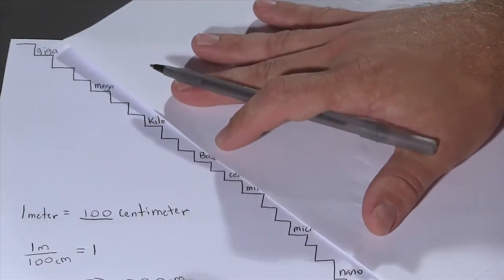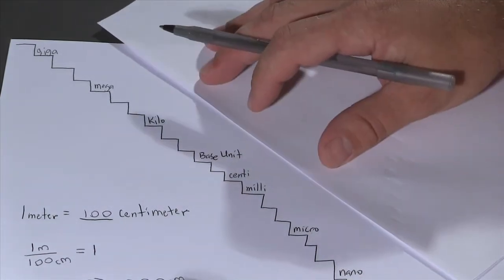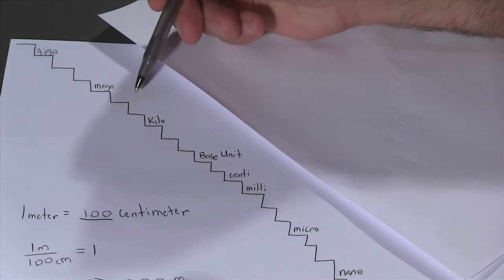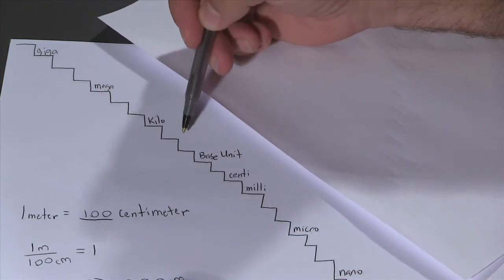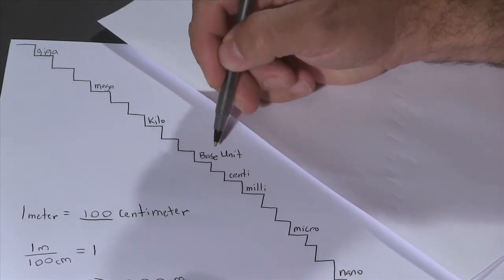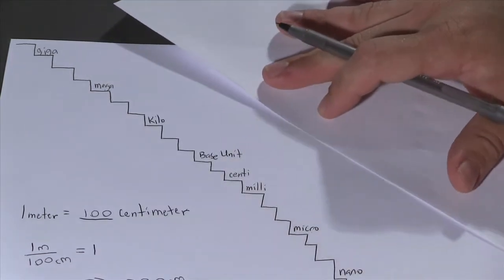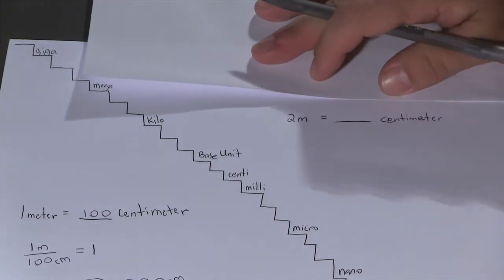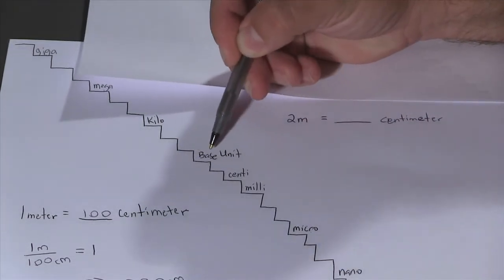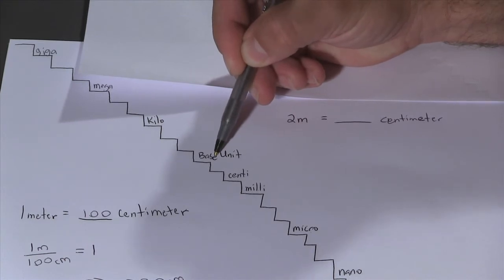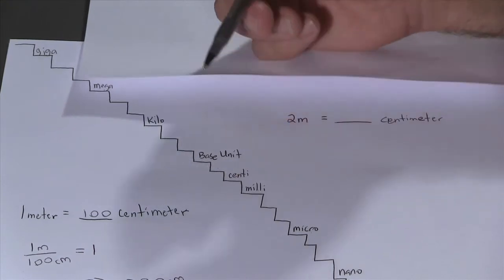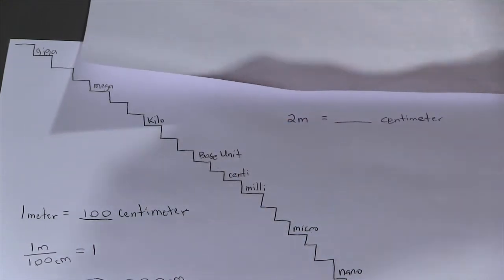Another way to convert from one unit of measure to another in the metric system is to use this stair-step tool. Each rung on the stair-step tool is a factor of 10, and your base unit is placed in the middle. So let's take again the example of how many centimeters are in 2 meters. So I will choose my base unit to be a meter, and to get down to the prefix for centi, I must move 2 stair steps down. This is equivalent to multiplying by 100.